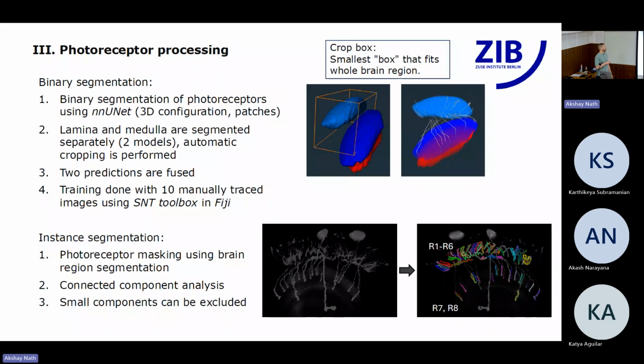The next part would be processing of the photoreceptors. So the photoreceptor channel. And this is actually done in two stages.